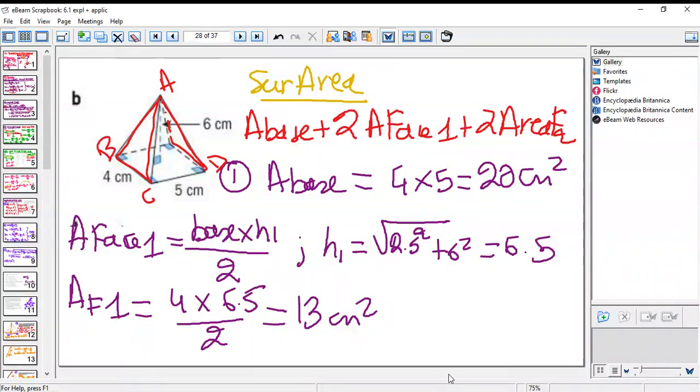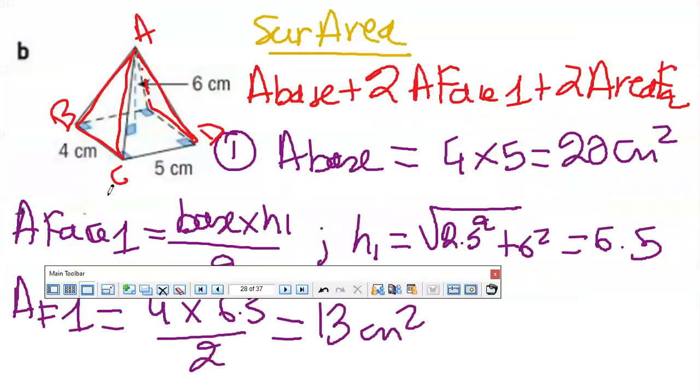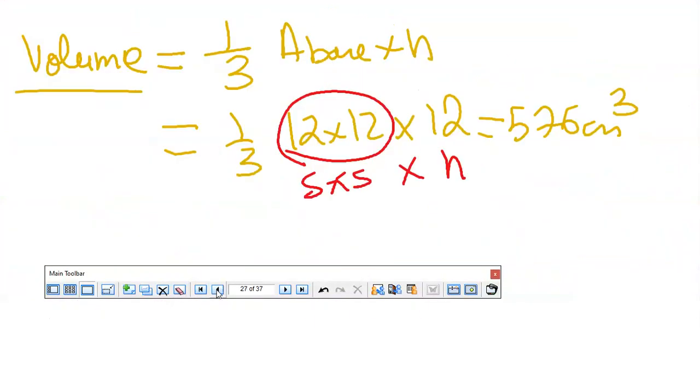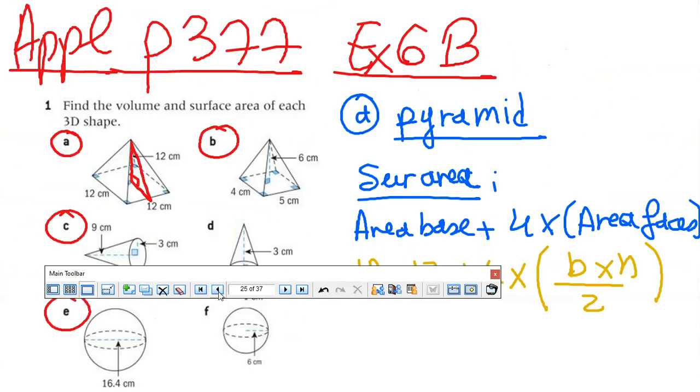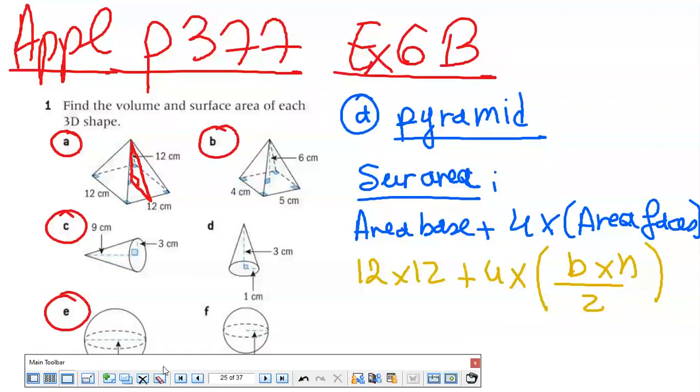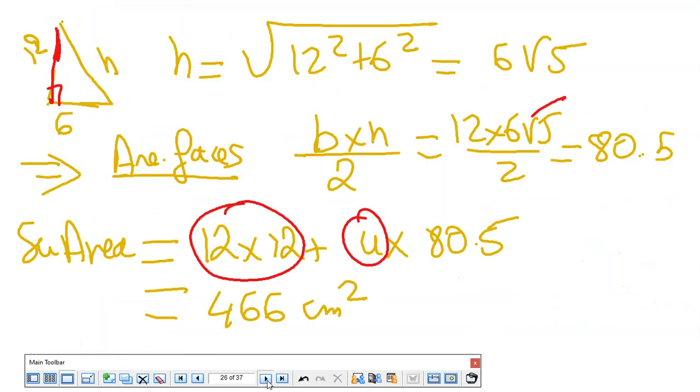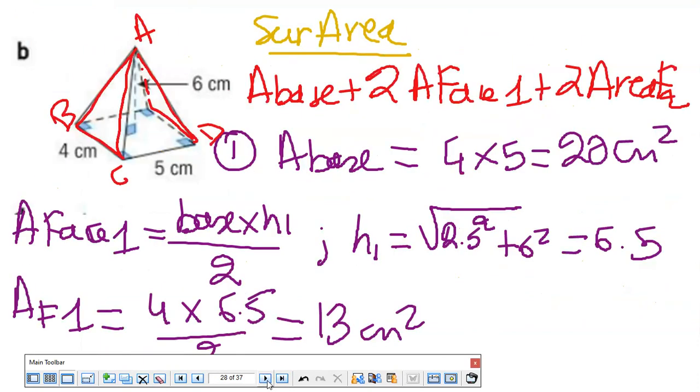So as I said in the preceding video, this figure is not the same as figure A, because if you notice, here the base is a rectangle and the other one the base is a square. So I'll go back to just show you. Here, the height relative to each triangle is the same. Here, the height relative to each triangle is not the same.